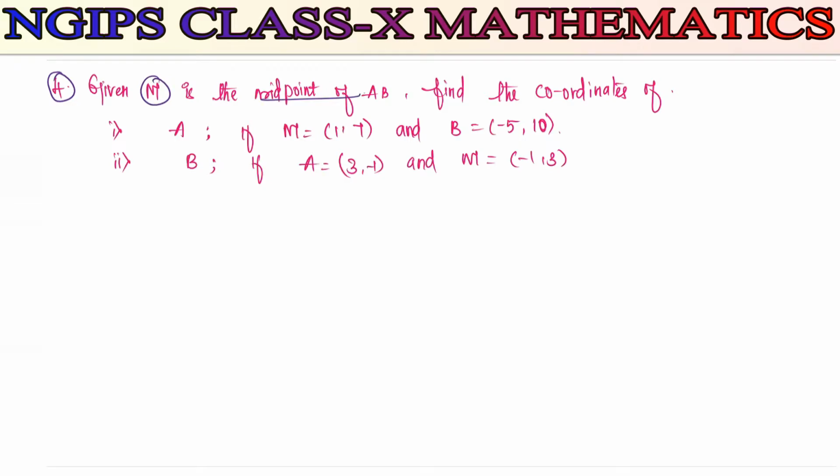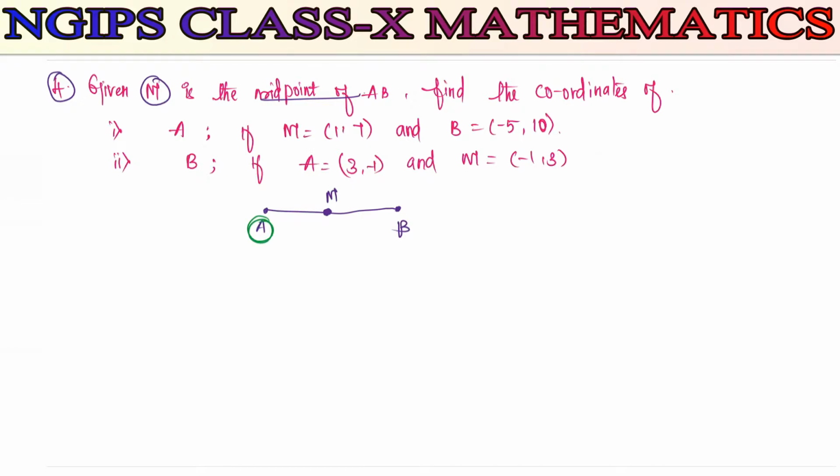So I can draw the line here. This is A and this is going to be B. Here M divides the line AB in the ratio 1:1. So we can say here M is a midpoint of AB. Find the coordinate of A. So the A coordinate we need to find here.